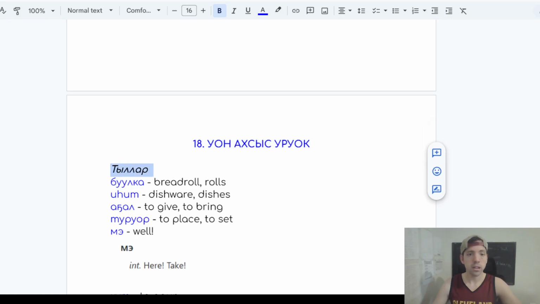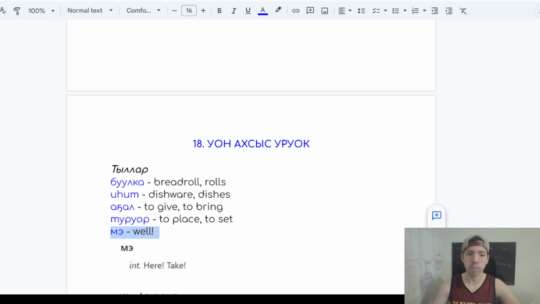All right, vocabulary. Bulka, bread roll, or as we say down south in the U.S., rolls. Ihit, dishware. They translate it as dishware. I put dishes. Aral, to give or to bring. Turwar, to place, to set. You'll notice probably, or maybe, that it is related to tor, like stand.